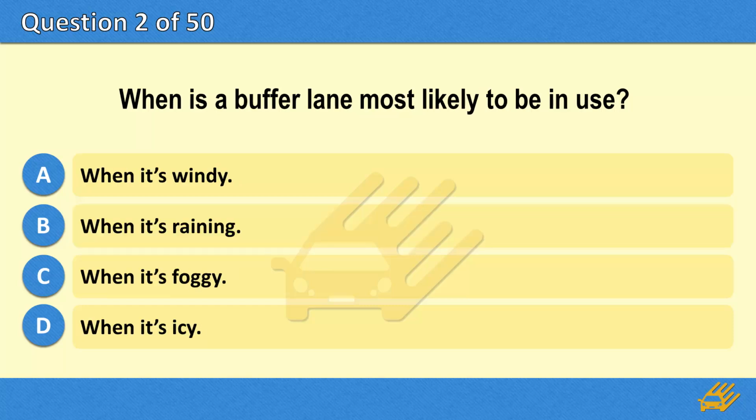When is a buffer lane most likely to be in use? A. When it's windy. B. When it's raining. C. When it's foggy. D. When it's icy.